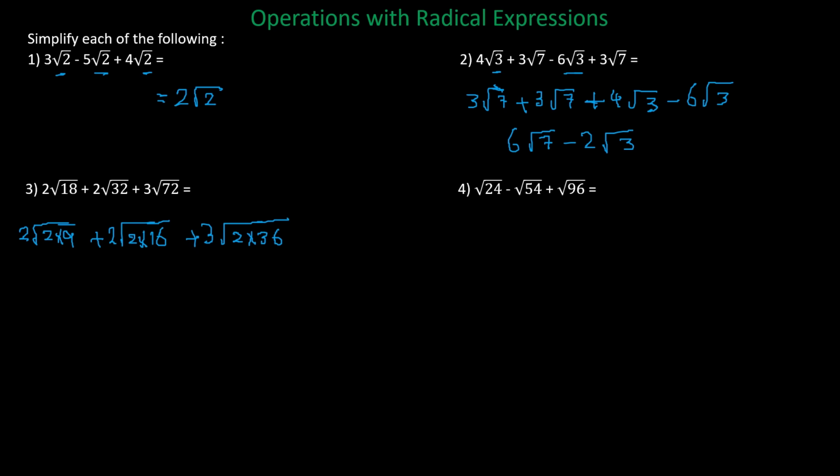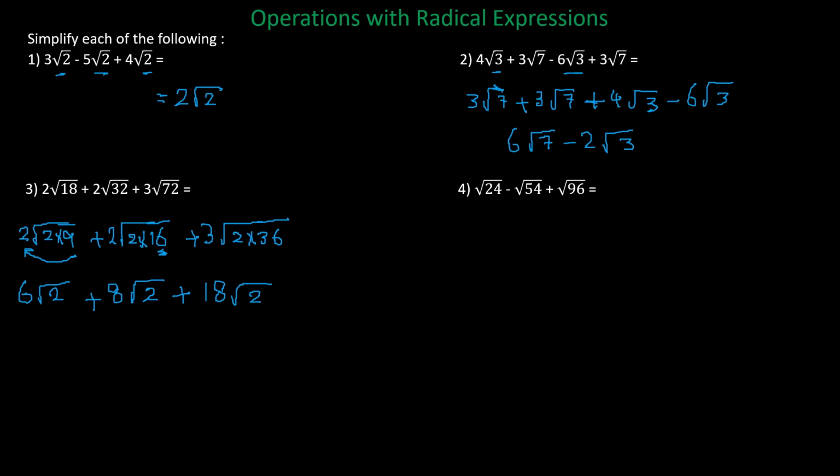Now we try to make it simpler. Square root of 9 equals 3. 3 times 2 equals 6. The 3 times 2 has to go outside, so 3 times 2 equals 6, and we have to leave the 2 inside the root. Plus, we'll do the same: square root of 16 equals 4. 4 times 2 equals 8, square root of 2. And finally, plus the square root of 36 is 6. 6 times 3 equals 18 square root of 2.